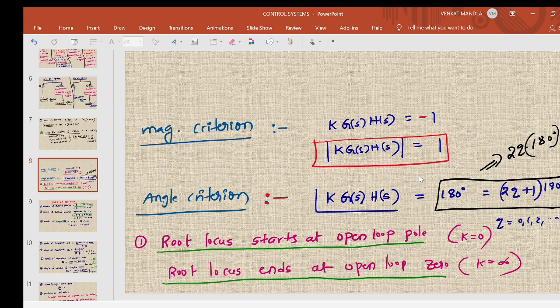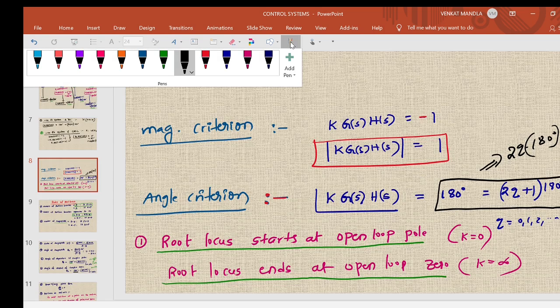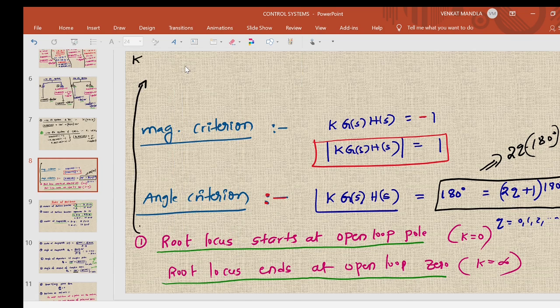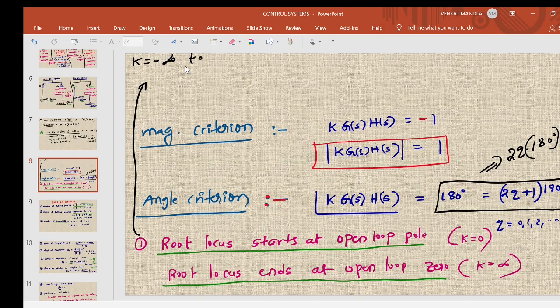But we are varying K from minus infinity to 0, right? Whether K equals plus infinity or minus infinity, we will get 0. If K equals plus 0 or minus 0, we will get a pole. So this first point will be changed like this. Here we are varying K from minus infinity to 0. If K equals minus infinity, you will get an open loop zero. That is, the root locus starts at open loop zero.